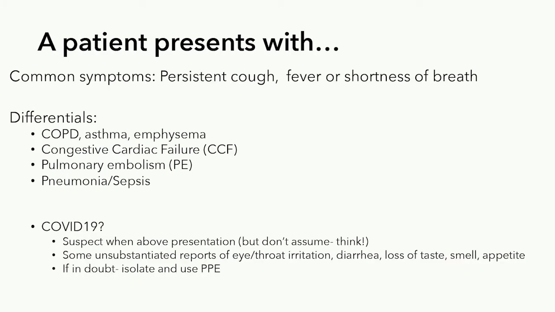So under normal circumstances, when a patient presented with cough, fever, or shortness of breath, you would normally think about known conditions like COPD, asthma, emphysema, cardiac failure, pulmonary embolism, pneumonia, sepsis, etc. In today's context, with somebody presenting with fever, cough, or shortness of breath, it's almost certain, unless proven otherwise, that it is COVID related. However, you should not assume that it is only COVID related, because cough and fever can still happen without the presence of COVID, and sometimes heart failure or pulmonary embolism could even present with shortness of breath.